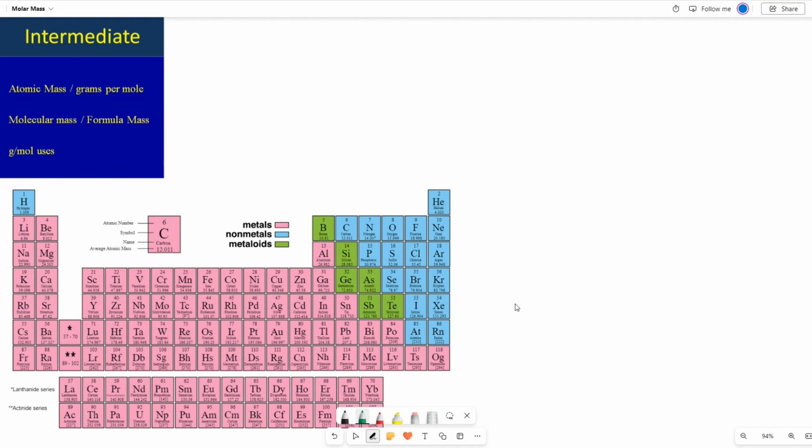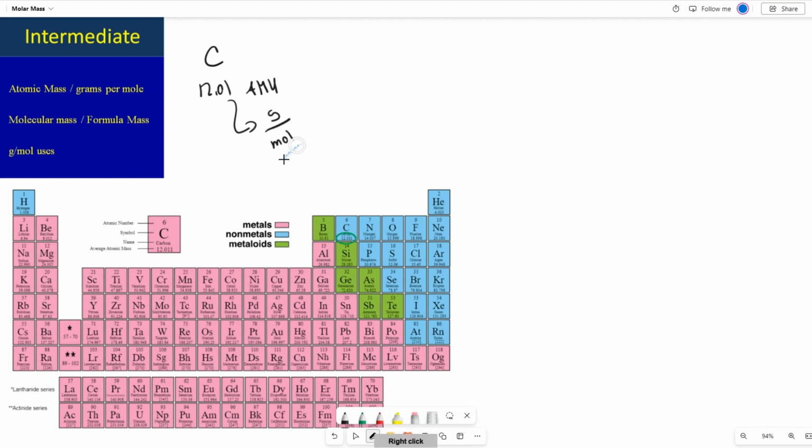So if we take a look at just carbon here, whose atomic mass is 12.01, and we've learned before that atomic mass means atomic mass units. We're just adding up how many protons and neutrons there are in an atom, and it's in amu. But really what chemists use this atomic mass as is, they don't use it with the units of amu. They use it with the units of grams per mole.